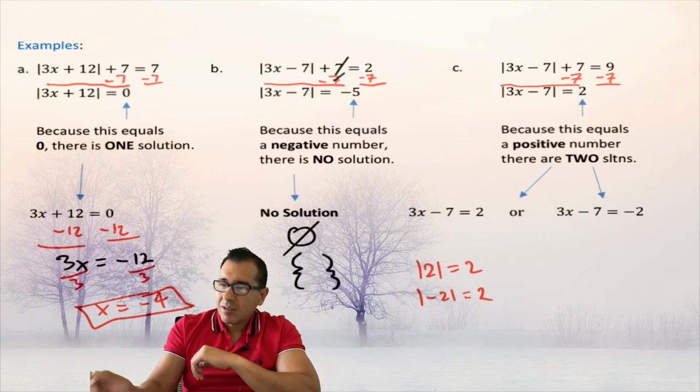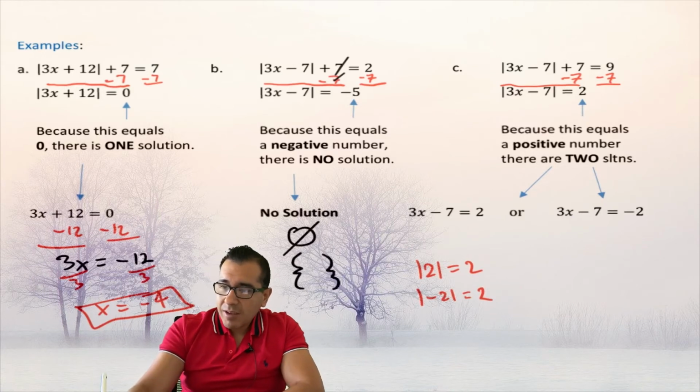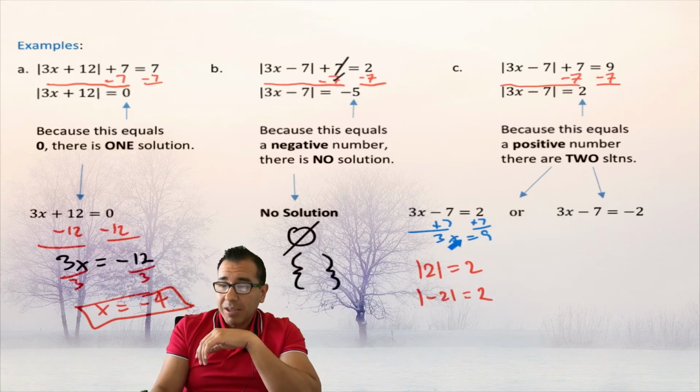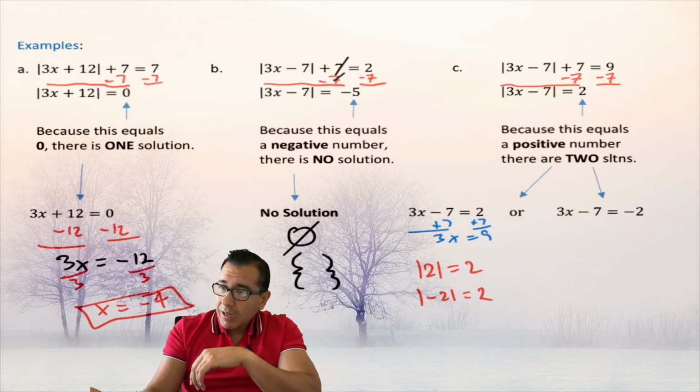All right, so let's go ahead and solve each. Actually, these are easy enough, we can leave it right here. Let's solve this one. I'm going to add 7 to both sides, and we're left with 3x equaling 9. We're going to divide both sides by 3, and so we're left with x equaling 3.